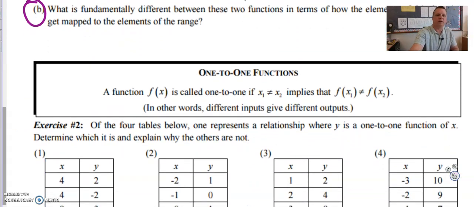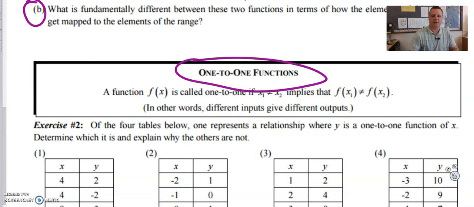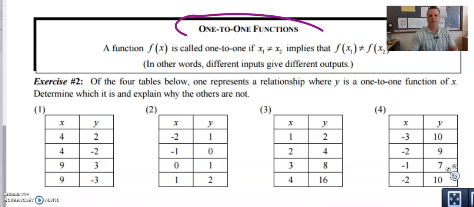So one-to-one, here's your definition. It's very difficult to understand some of these definitions. It's called one-to-one if x1 does not equal x2 implies that f of x1 does not equal f of x2. In other words, different inputs give you different outputs. All that means is that if the x's aren't equal, then the y's aren't equal.